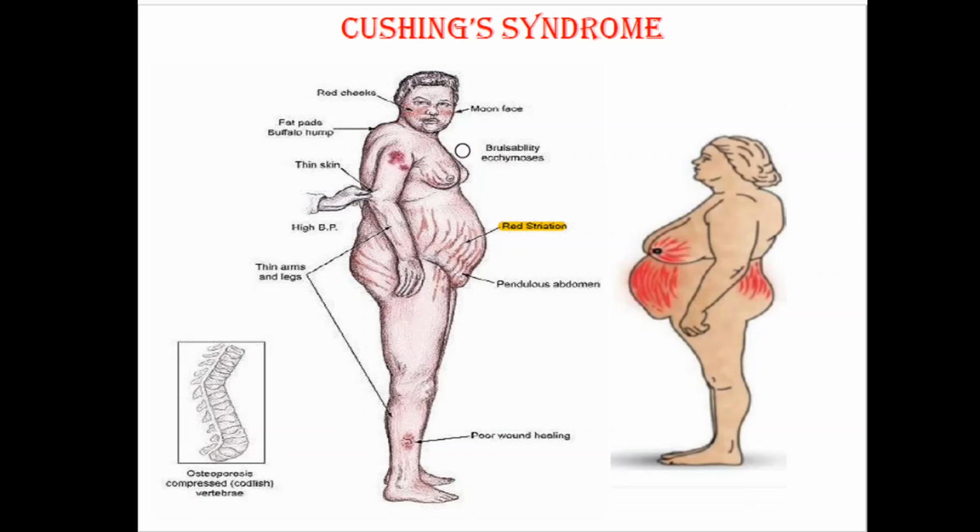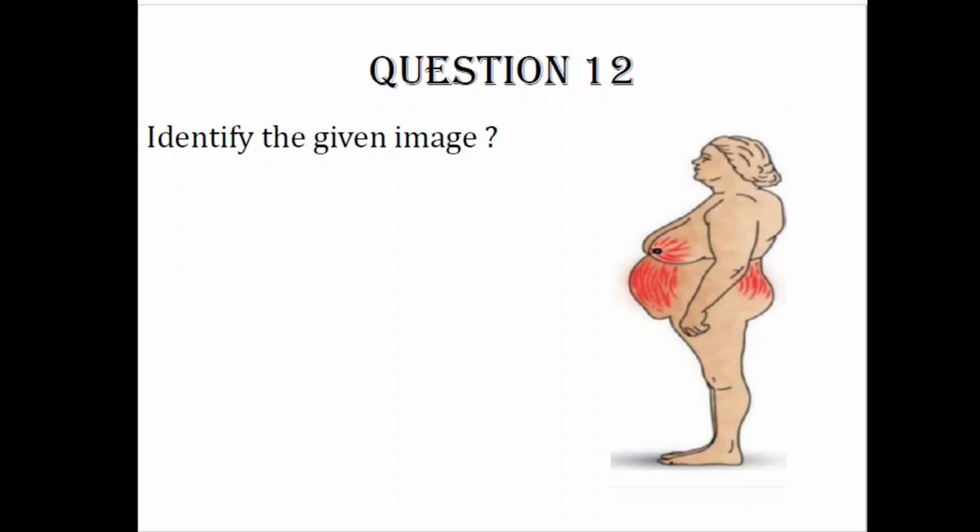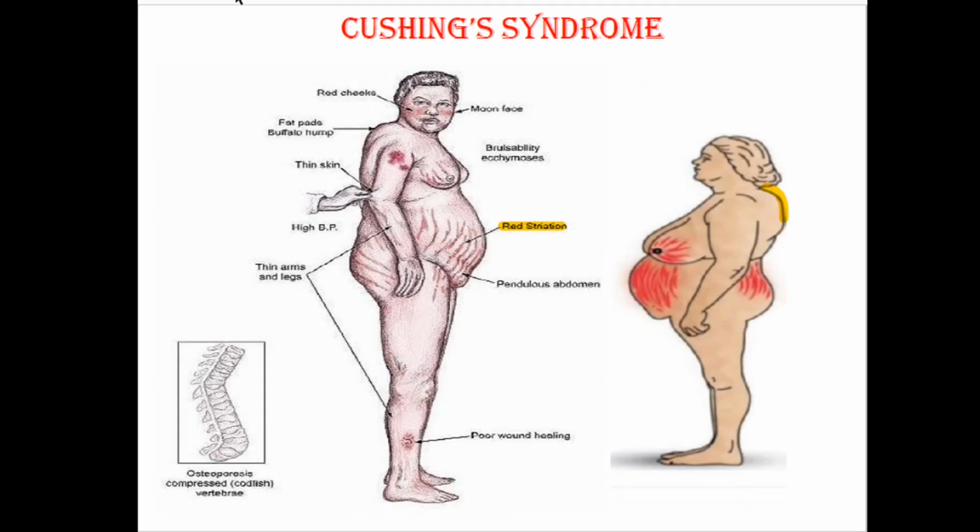Now here you see moon facies, there is bruisability and ecchymosis, there is this buffalo hump that you see here, also known as fat pad. This patient has thin arms and legs, and there is poor wound healing. So the condition is Cushing syndrome. Let's move to the next.